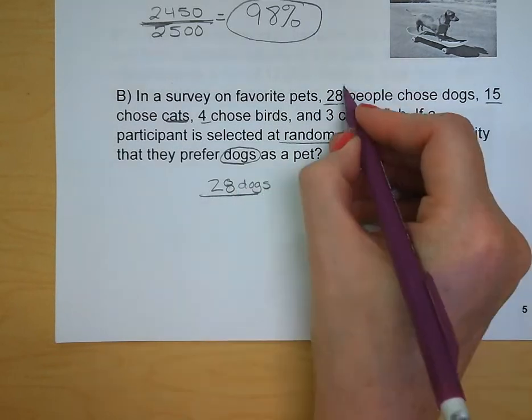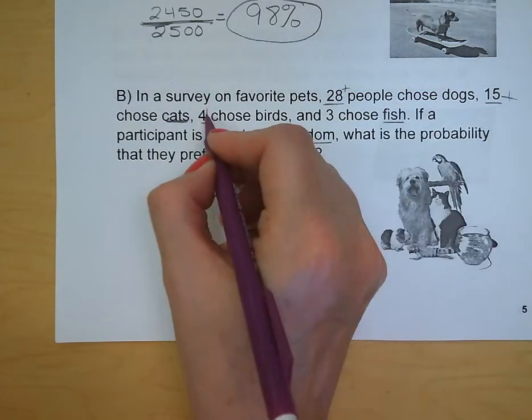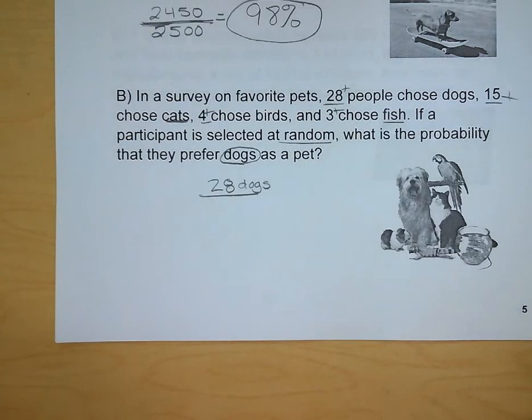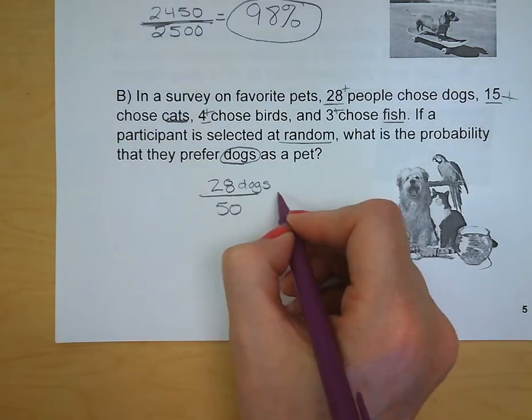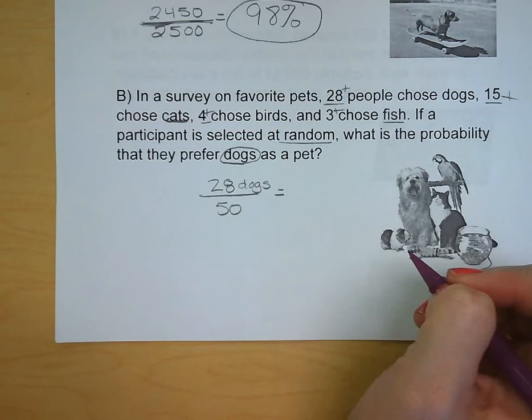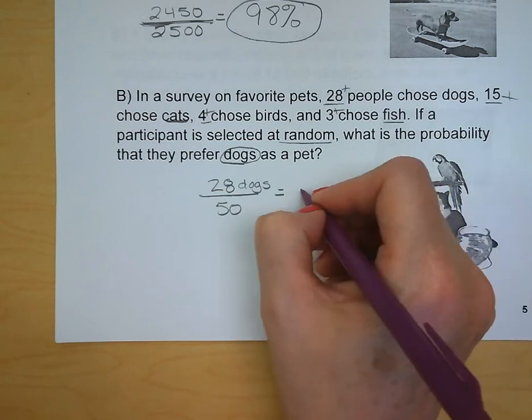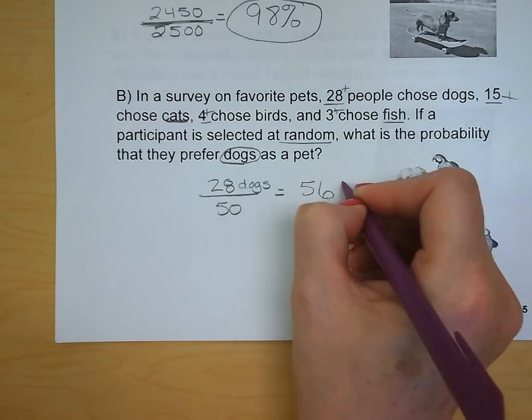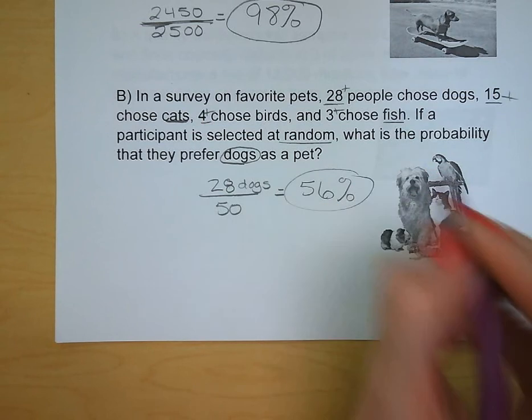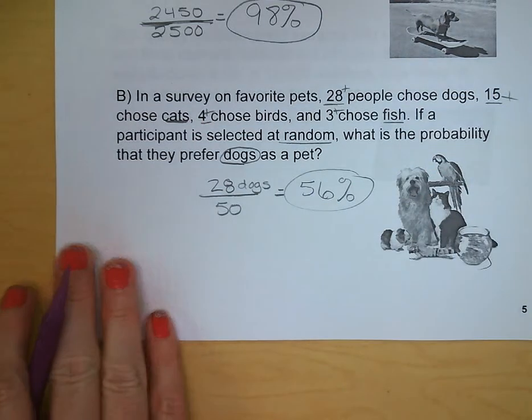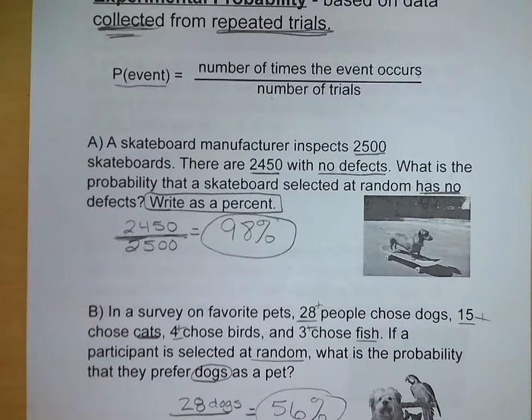And the total number of pets, we've got 28 plus 15 plus 4 plus 3, which comes out to 50. 28 over 50 is 56%. There's a 56% chance you will select someone who prefers dogs.